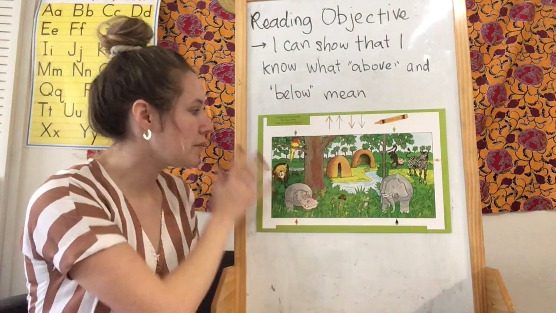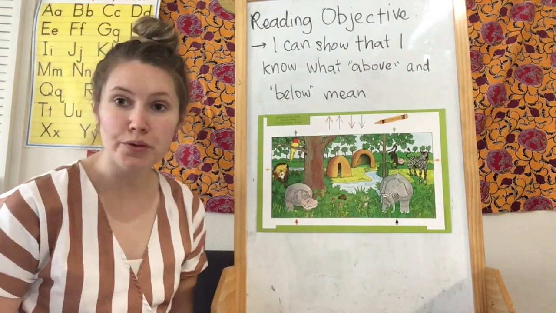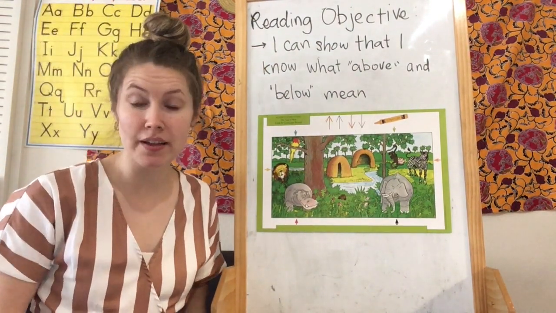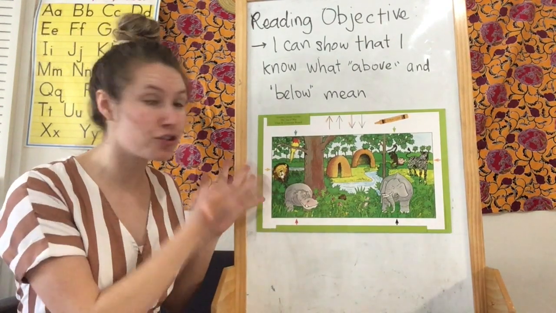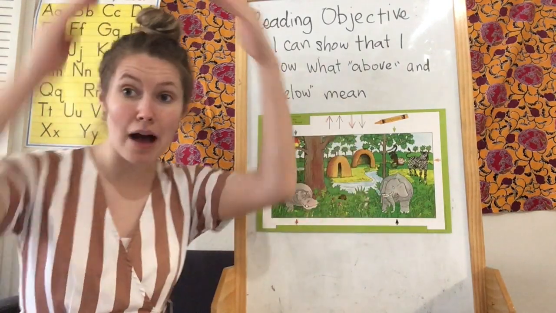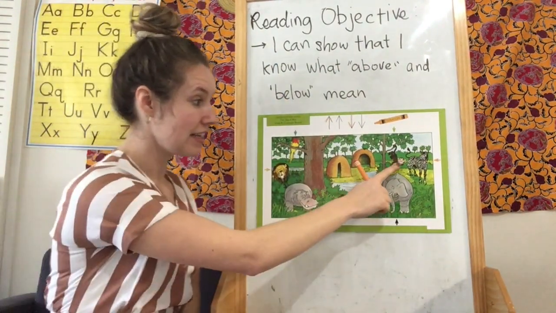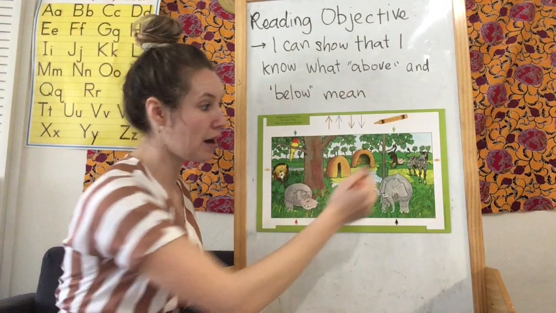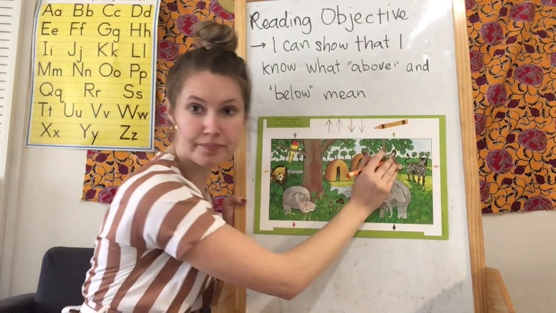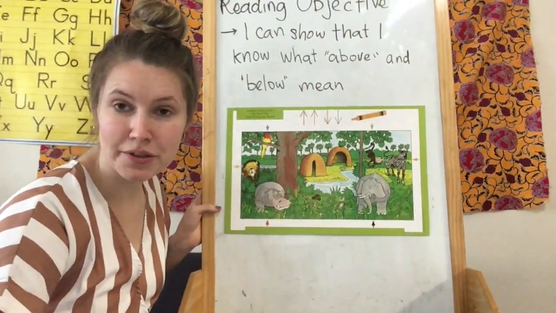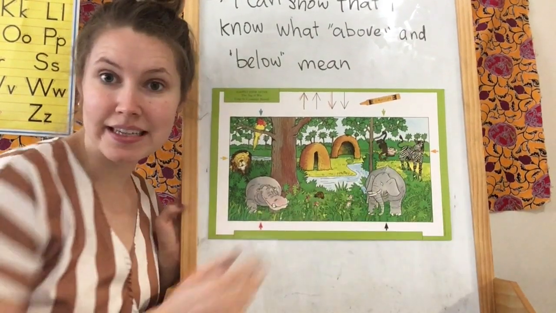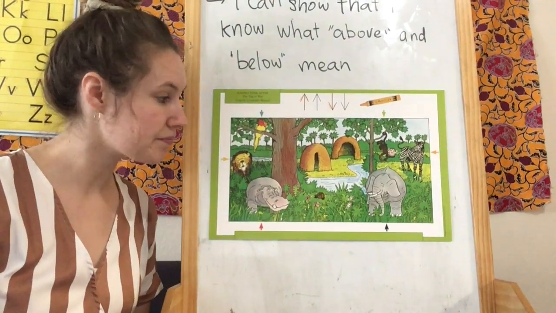So there are a lot of animals here. We can use our words like above and below to describe where these animals are, to show where they are in the picture. So I see that the monkey is above the elephant. See, he's hanging above him. I'm going to bring you guys a little bit closer so you can see. I'm going to draw an up arrow by the monkey because he is above the elephant.